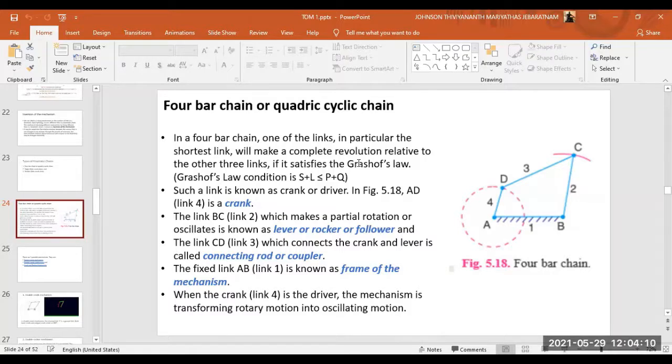If it satisfies Grashof's law. We'll see what this Grashof's law is later. Now we'll see what's actually happening in this phenomenon. So this is the shortest link. This can make a complete revolution. It can, but it does not mean it should. It can make it if it fulfills Grashof's law.